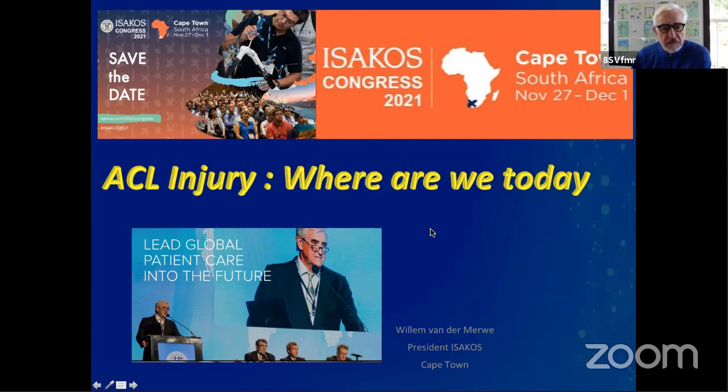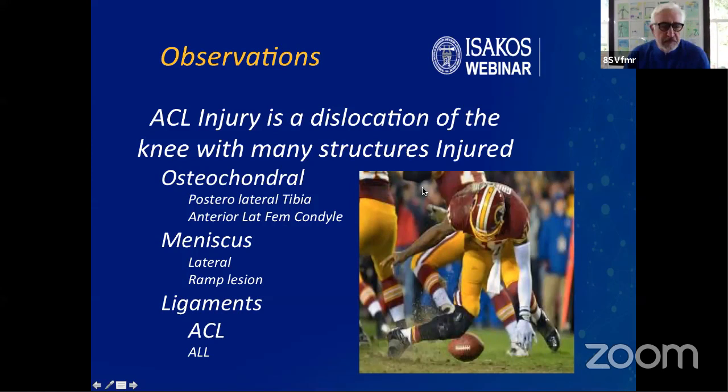I'm just going to start off by making a few observations about ACL. The first thing, when we think about ACL surgery, we must really think of ACL injury as a dislocation of the knee with many structures injured. We cannot think of the ACL alone, as if somebody went inside and cut the ACL. We must think about the whole knee. There are always osteochondral lesions, and the typical ones are posterolateral in the tibia and anterolateral in the femoral condyle. The menisci are injured, other ligaments are injured. There are many injuries, and we mustn't just look at the ACL itself.